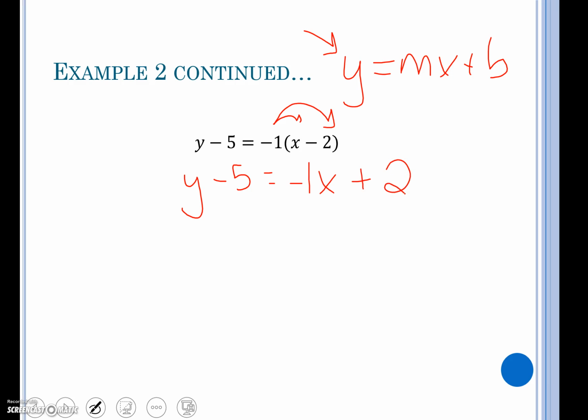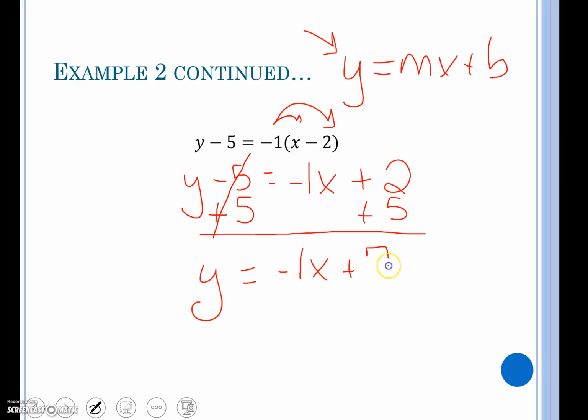And since we're trying to get the y by itself, we have to move the negative 5 to the right-hand side. When we go to the opposite side, we use opposite signs. So I'm going to add 5 to both sides. So my final equation is y equals negative 1x plus 7. So this is taking an equation from point slope form into slope intercept form.